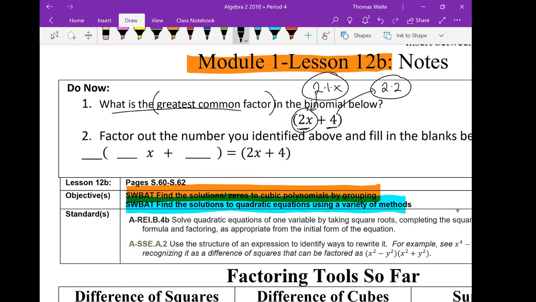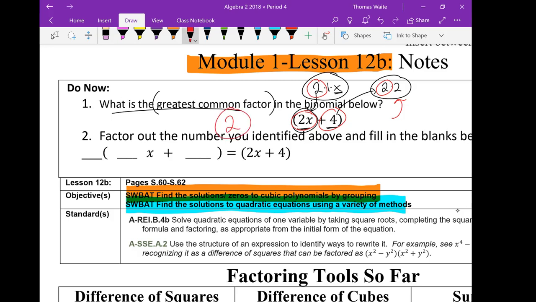Well, they don't have x in common. x is only on this left one. There's no x in the right term, so we can't do anything with that. The biggest one it looks like they have in common is 2. Right? 2 is the biggest one that both of these numbers have in common. And you may not need to break it down like this. You may be able to see that, looking at 2x and 4, what's the biggest number that goes into both of them? Well, 2 goes into 2 for sure. 2 also goes into 4. So what's the greatest common factor in the binomial below? I would say it's 2, because that's the biggest one that's in both of them.